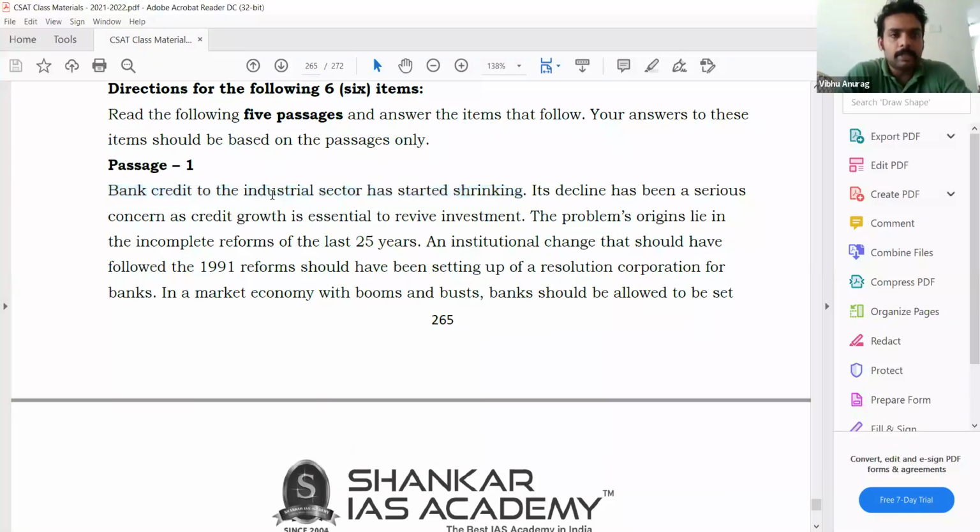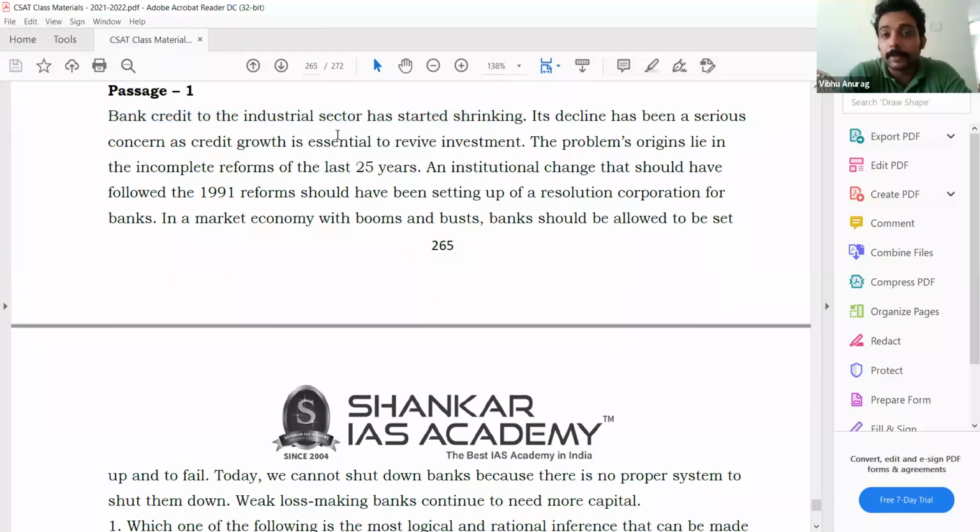So bank credit to the industrial sector has started shrinking. Its decline has been a serious concern, a serious problem, as credit growth is essential to revive investment. So we need credit growth. The problem's origins lie in the incomplete reforms of the last 25 years. So what problem? The shrinking of bank credit to the industrial sector. An institutional change that should have followed the 1991 reforms should have been the setting up of a resolution corporation for banks. So this is what should have happened.